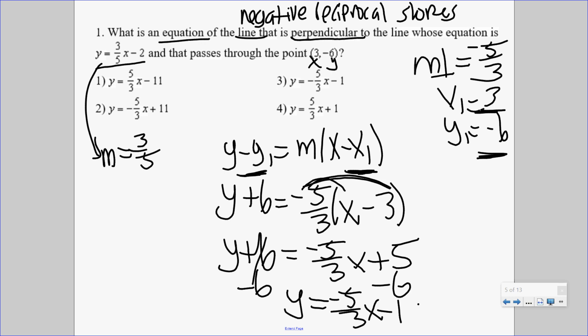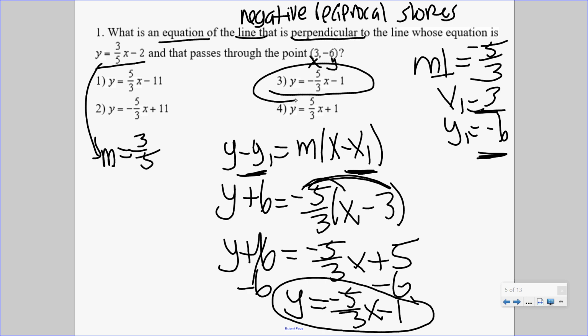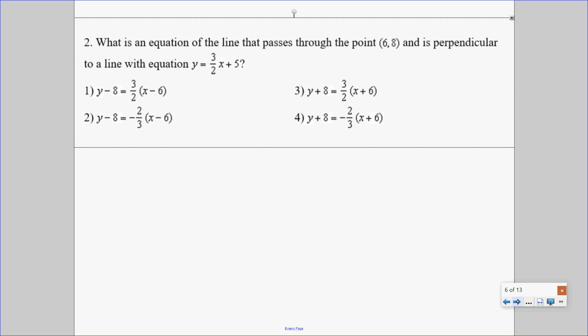And again, you have a whole video, you have two videos of me going over this topic. You have equations of a line through a point and equations of a line through a point multiple choice. So you can refer back to those for more examples if you need to. The answer here is choice number 3. Number 2, I want you to try it on your own. So please pause this video, try number 2 on your own, and then unpause.